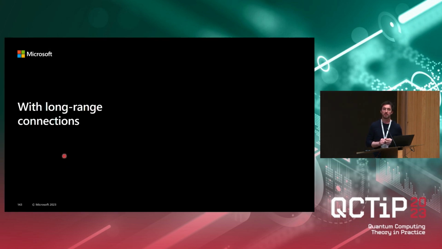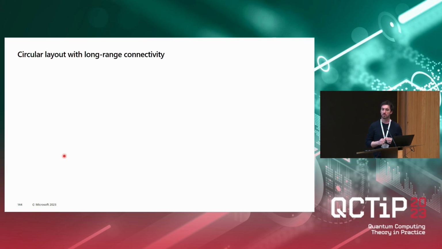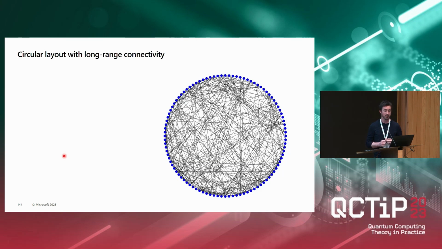Let's try with long-range connection. So the first thing to try is to say, let's put all of our qubits on a circle and connect them the way we want. This is a graph with 100 qubits, 100 nodes, and degree 8. And I'm not an experimentalist, but I would not want to implement that in a lab.